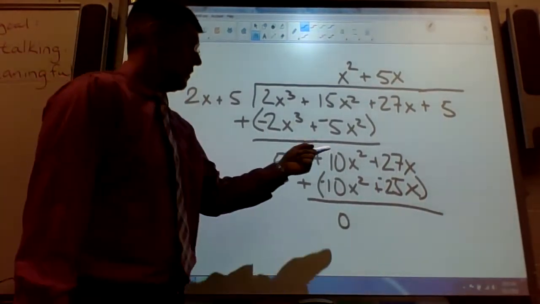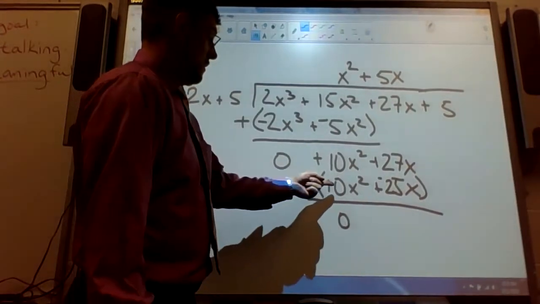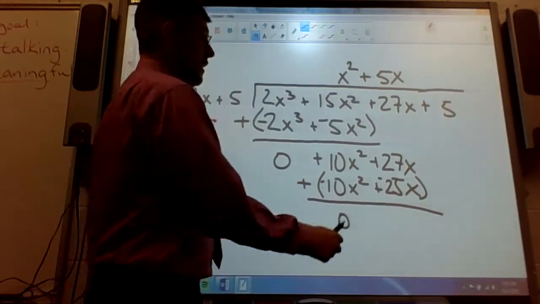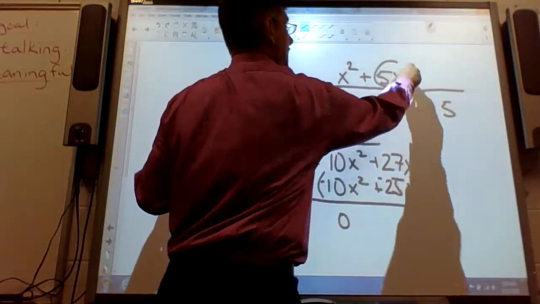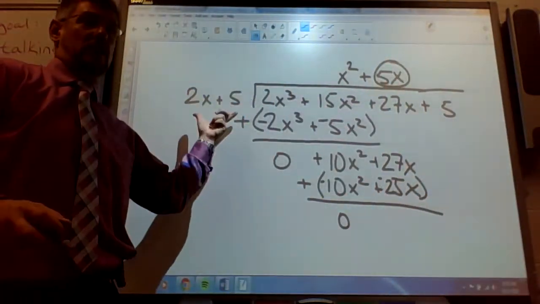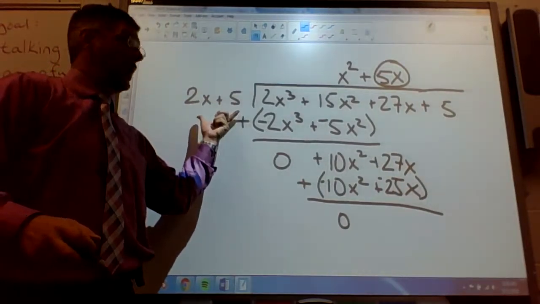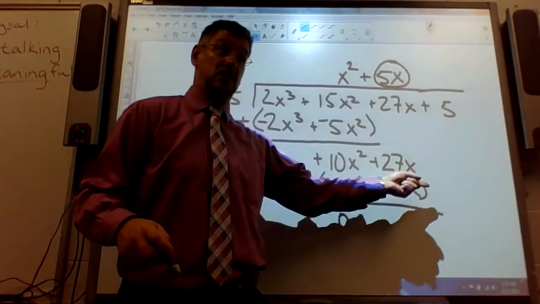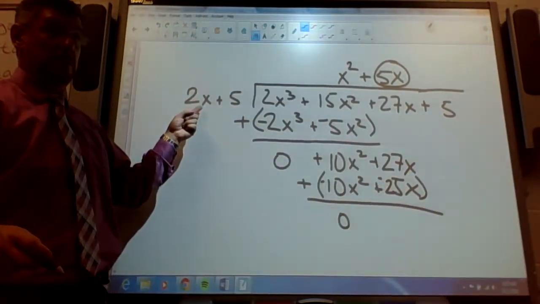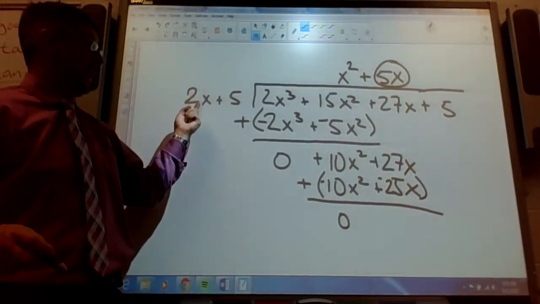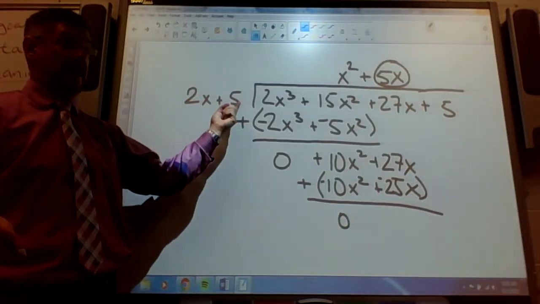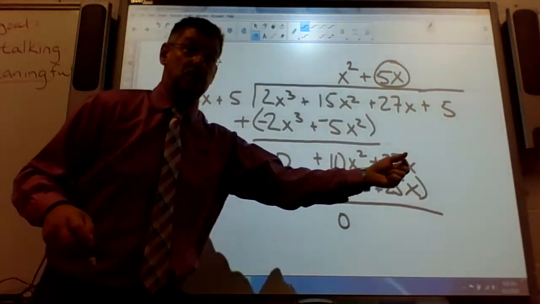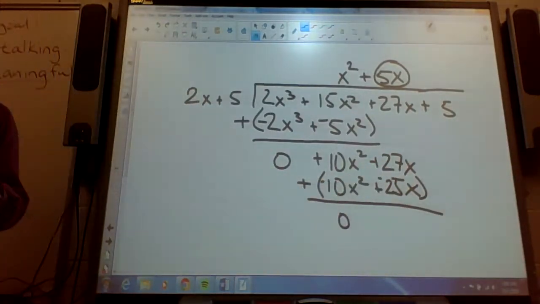I got a question. Where'd you get negative 10x from? Well, do you remember how I got the positive 10x? Remember I took this 5x times this whole thing, right? So when I multiply 5x by this, I get positive 10x squared and 25x, right? So then I'm subtracting it, I distribute the negative. That's how it became negative.